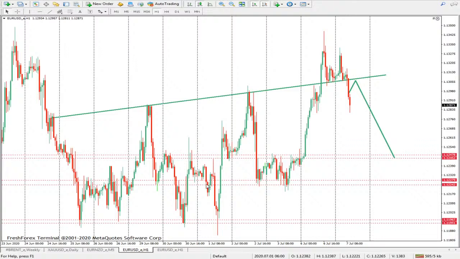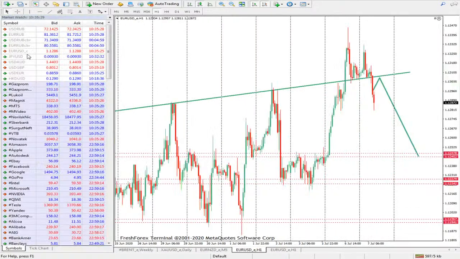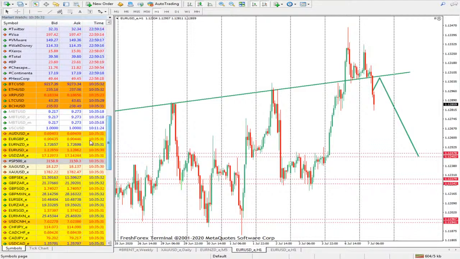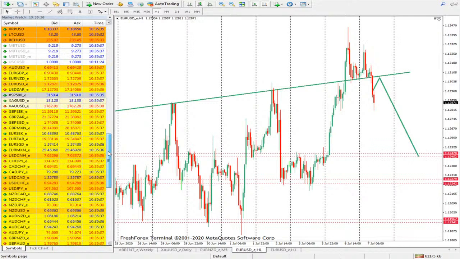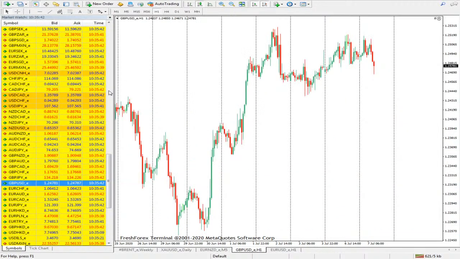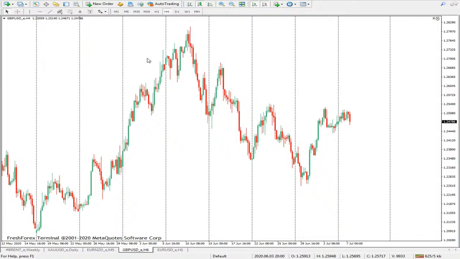So this is Euro USD. We'll look at GBP USD. We have it here. This is how my chart looks on the 4 hours.